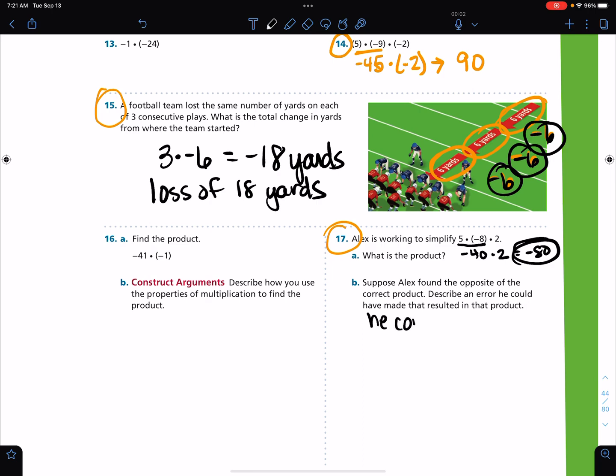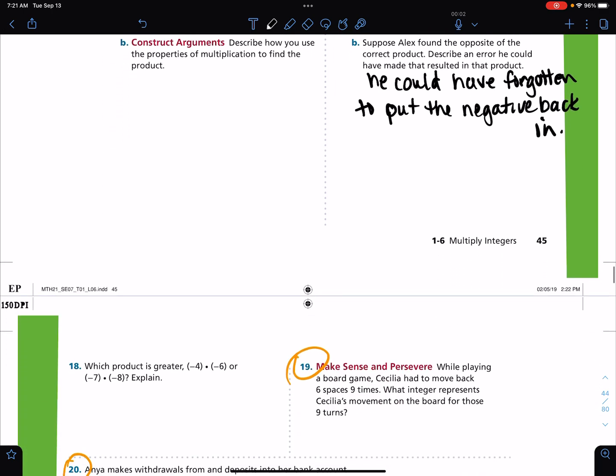There's lots of things. What does the book say? He may have forgotten to include the negative sign. That's about all it says. Forgotten. And we do that, don't we? I know I do. Forgotten to put the negative back in. That's a pretty simple one.